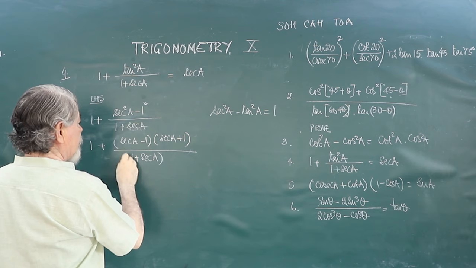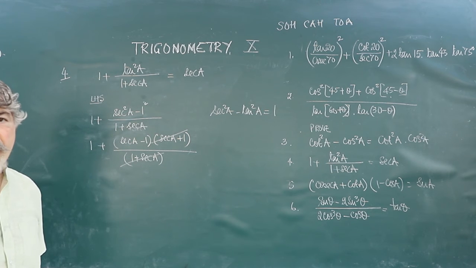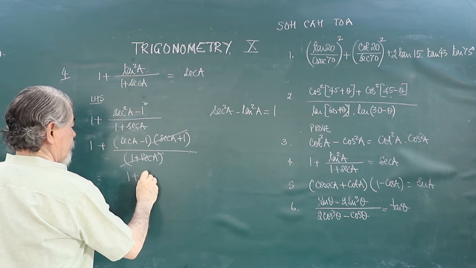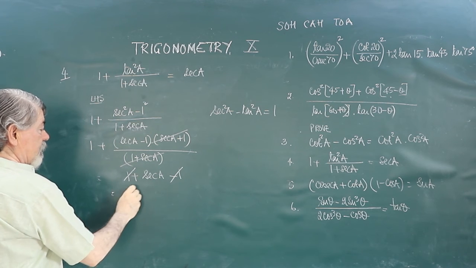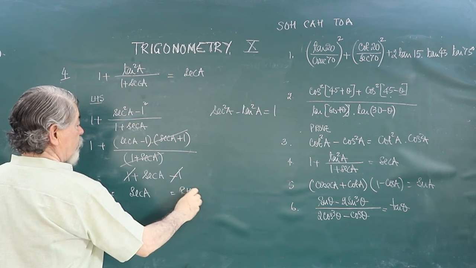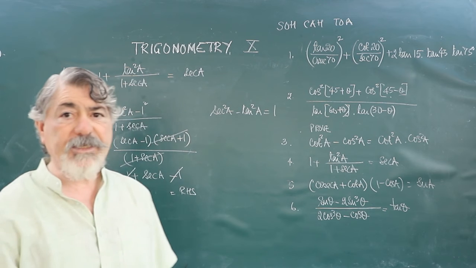So you can see this will cancel. Sec A plus 1 and 1 plus sec A are the same thing. It will become 1 plus sec A minus 1. Minus 1 plus 1 will cancel, you will get sec A, which is the right hand side. We have to prove the right hand side to be sec A.